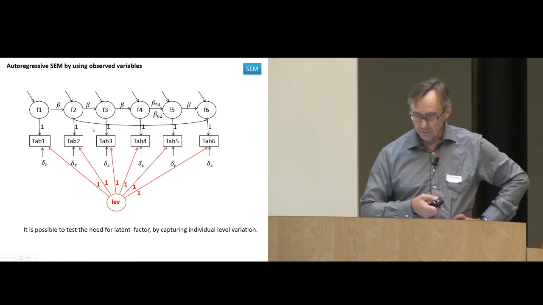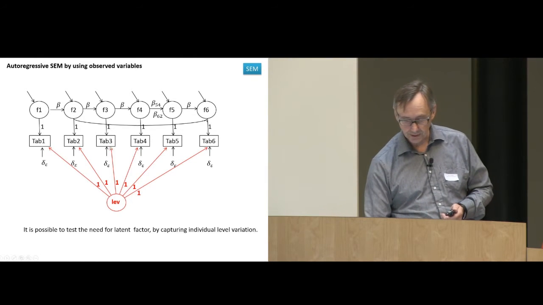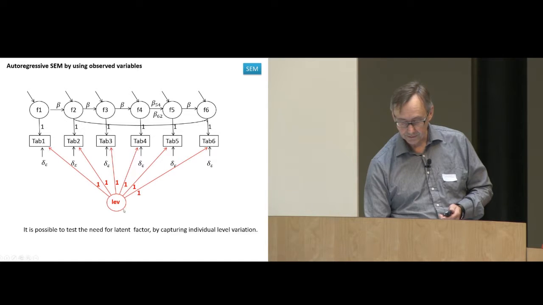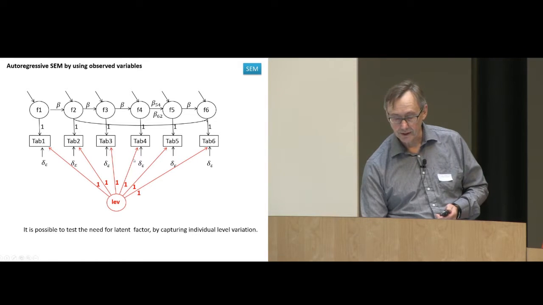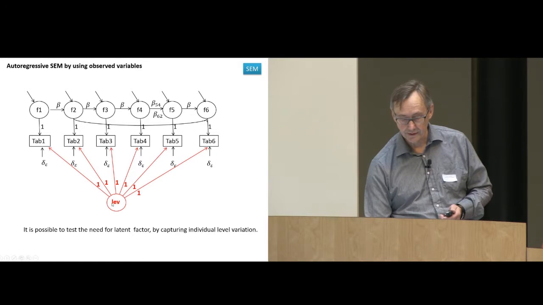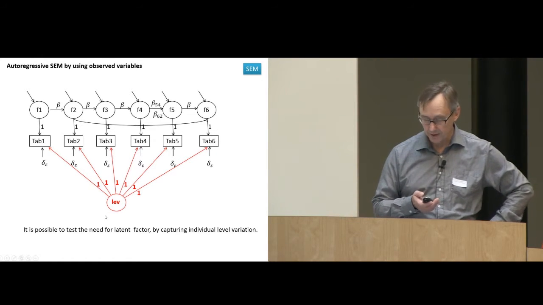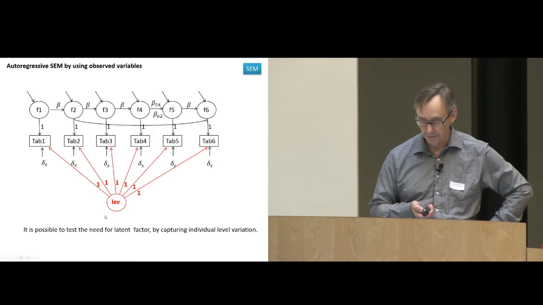We can go further in structural equation modeling. For example, if we think that there is a need for a latent factor that captures individual-level variation, we can add this to the model and test if we need that. In this example, I do not need this level factor.